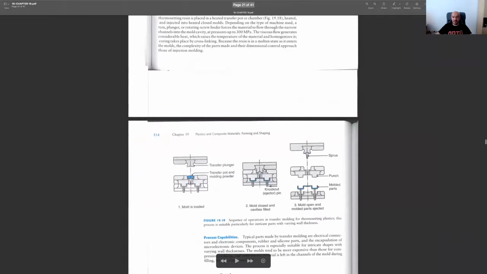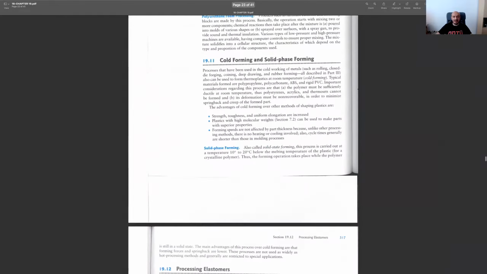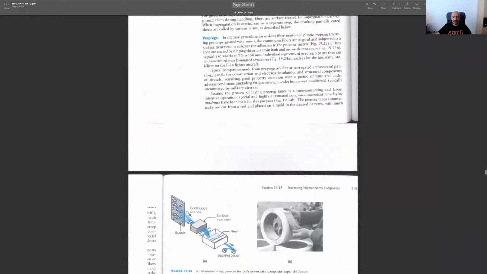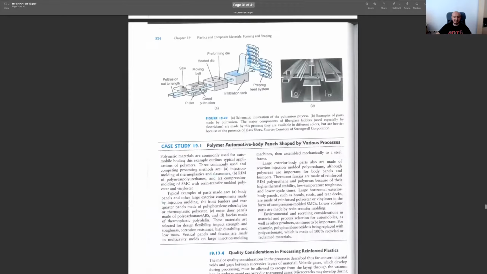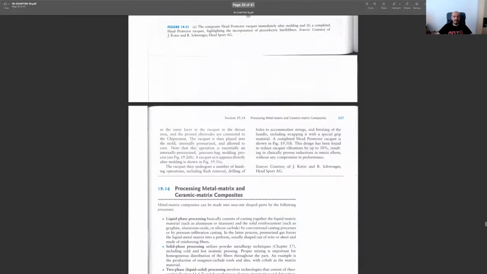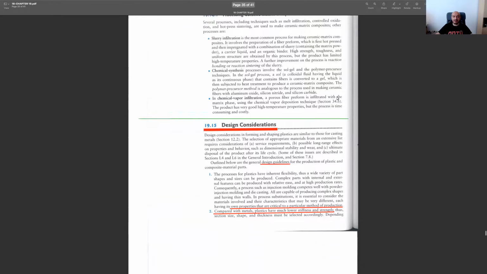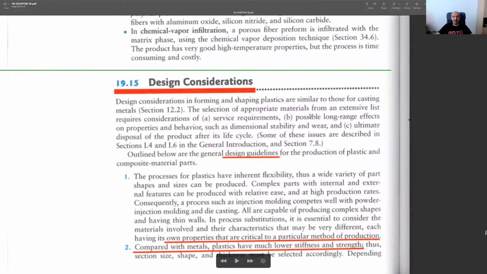Now I will be briefly talking about some design issues and then discuss some economics behind plastic manufacturing, and we will be done with this chapter. The intermediate parts are not important. You're not responsible for the intermediate sections.